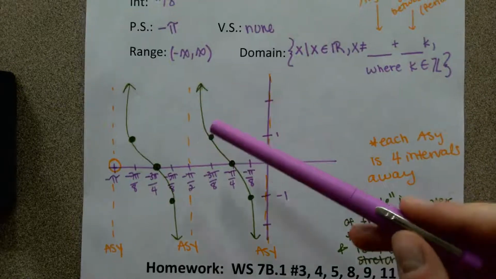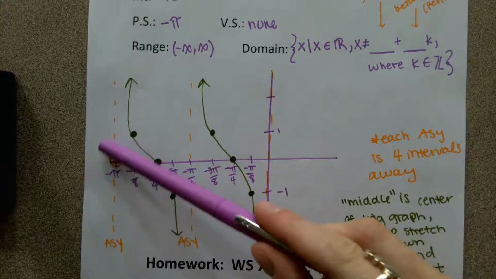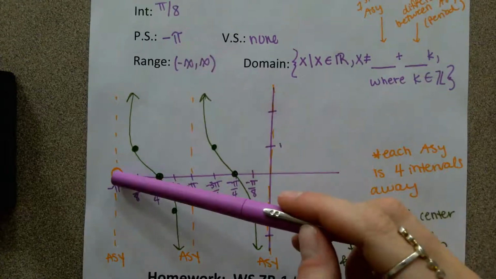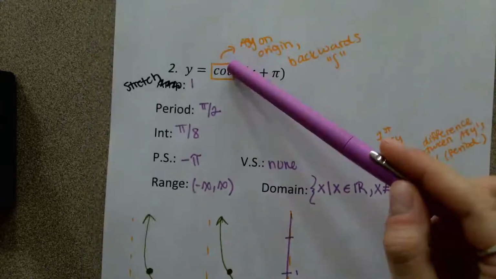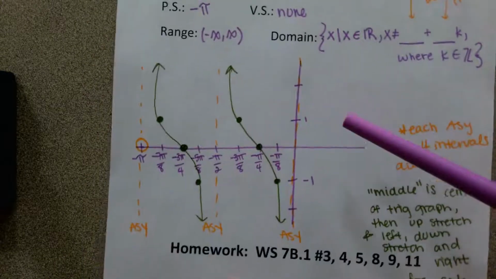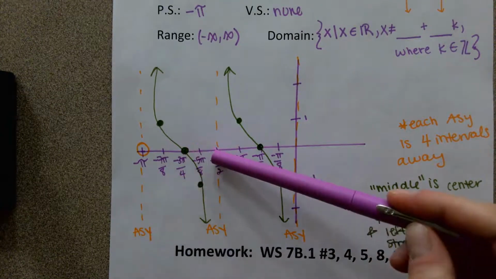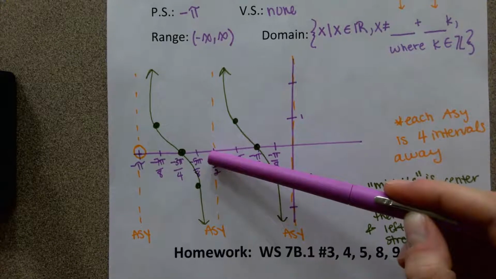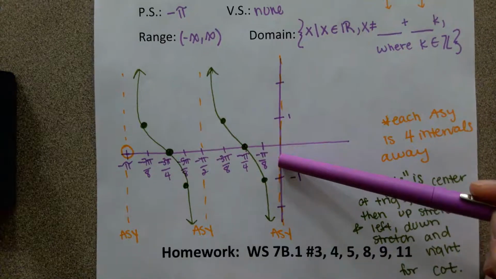So this is my graph. I labeled my intervals. I went over my phase shift of pi. And at this phase shift, I had a vertical asymptote because I'm graphing cotan. So I had a vertical asymptote here. 1, 2, 3, 4 intervals to the left, I have another vertical asymptote. 1, 2, 3, 4 units, I have another vertical asymptote.